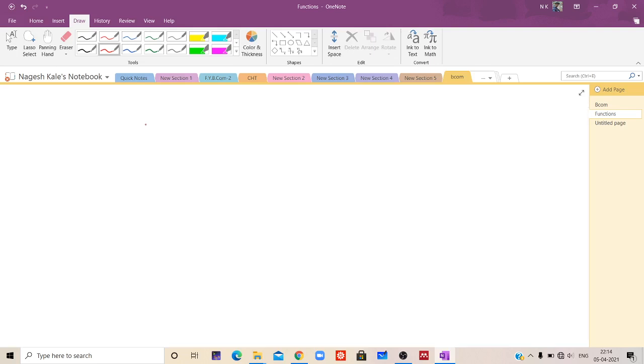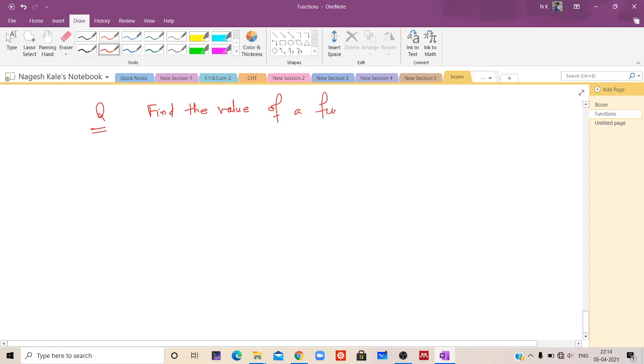Now after discussing the various types of functions, let us move to some examples based on these ideas. So the very first question is like this: find the value of a function f of x equal to x square plus 1 at x equal to 2. Find the value of function f of x equal to x square plus 1 at x equal to 2.